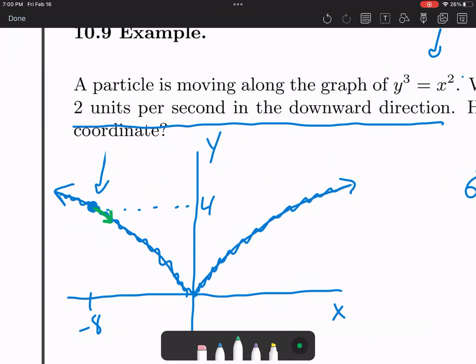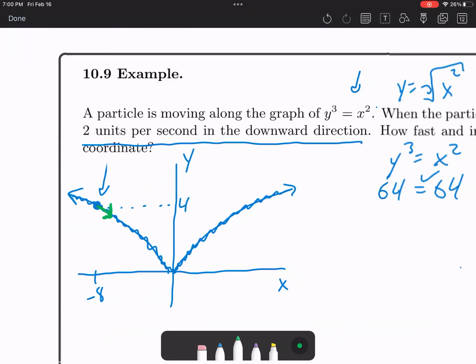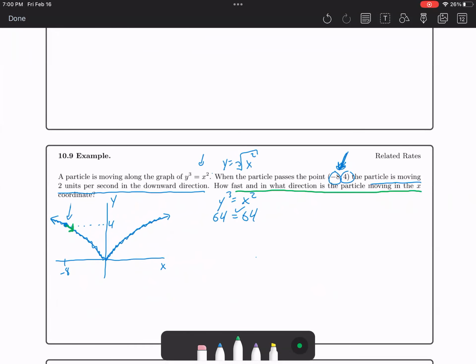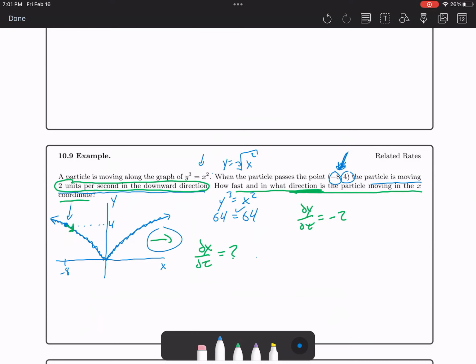All right, so the question is, what's the magnitude of that green vector right there? How fast are we traveling? And in what direction are we moving in the x-coordinate? Right, we know that dy/dt is equal to -2 because we're traveling 2 units downward in the y direction. So the question is, what is dx/dt? How fast are we traveling in this direction, and in what direction? We're going to get a positive number out of this because we know, as we've talked about, we're traveling in the rightward direction.